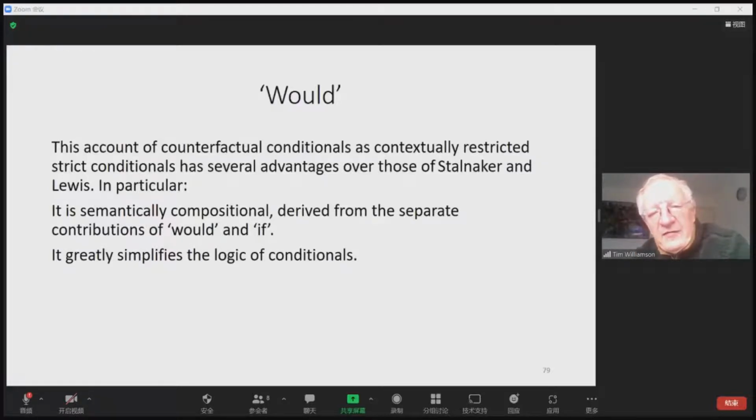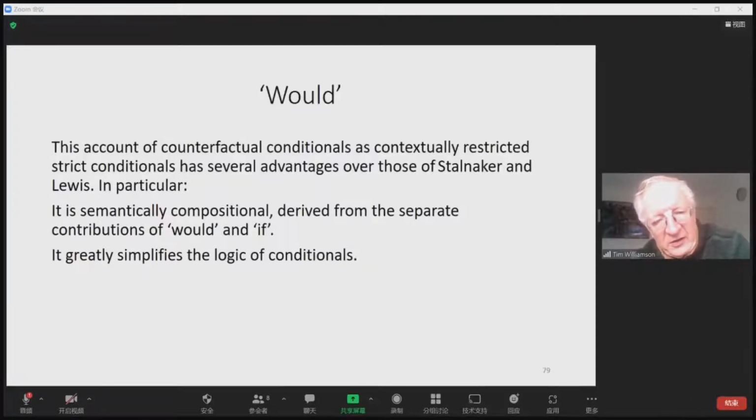And I think it has several advantages over those of Stalnaker and Lewis, and two particular advantages. One is that it's semantically compositional, because it's derived from the separate contributions of would and if, which is not something that philosophers had really been doing. They were not really thinking about what the contribution of would was by itself, and forgetting that the word would doesn't only appear as modifying if. It has a life of its own, even in sentences which don't contain a conditional. So that semantic compositionality is one advantage of the account that I'm giving.